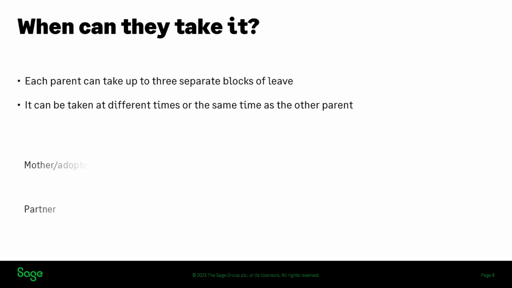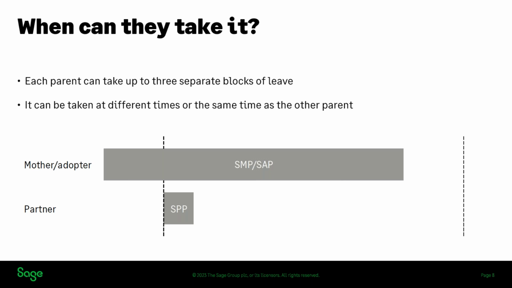And to give you some visual examples, this is how the leave would look if they only went with the maternity or adoption pay and statutory paternity pay. So the mother or adopter would get up to 39 weeks of a continuous block of leave, and the partner within 8 weeks of the birth of the child can take 1 or 2 weeks of statutory paternity pay.